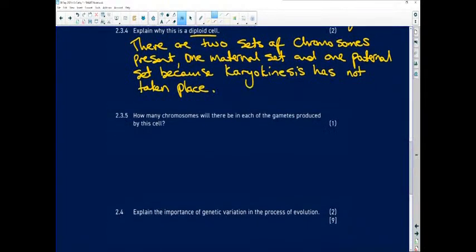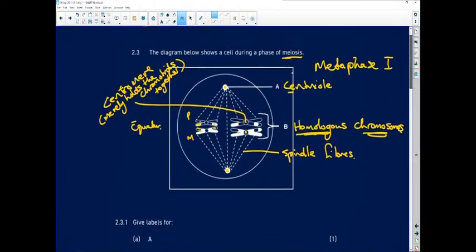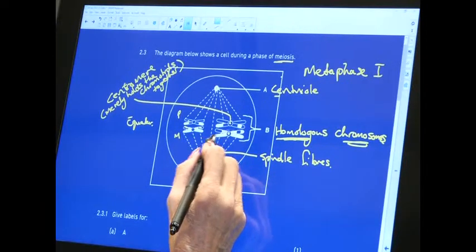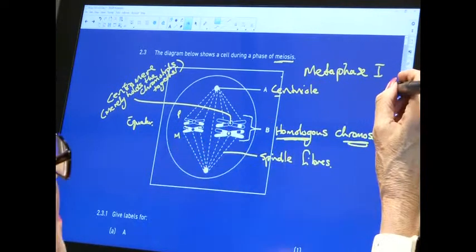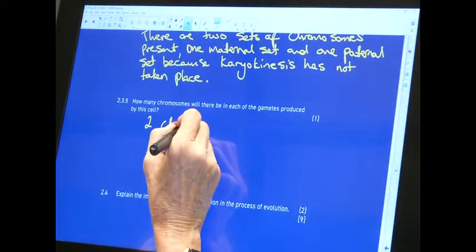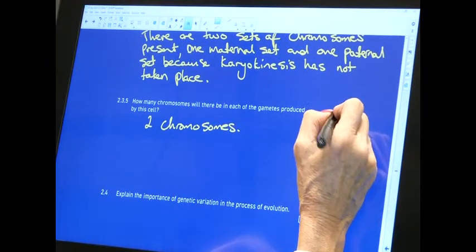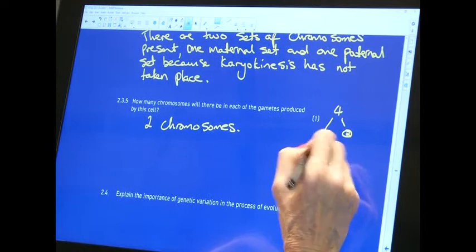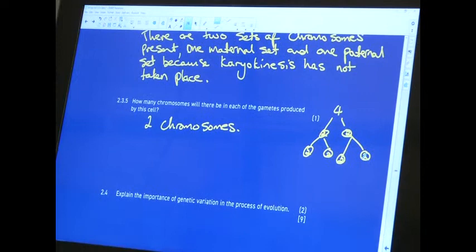How many chromosomes will there be in each gamete produced by this cell? Well, if there are 2 sets of chromosomes, then there are going to be 1 set of chromosomes. So what do we have here? Here we've got 4, or 2 pairs of chromosomes, which means we'll end up with only 2 chromosomes, because we had 2 pairs, which is 4, and that 4 is then going to go into 2 and 2, for each of those gametes produced.